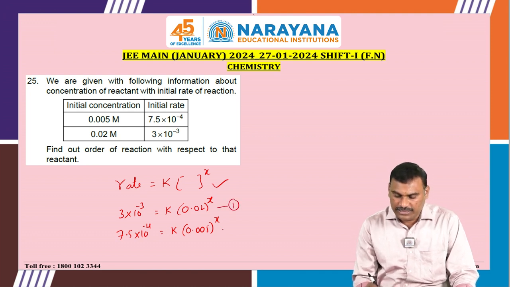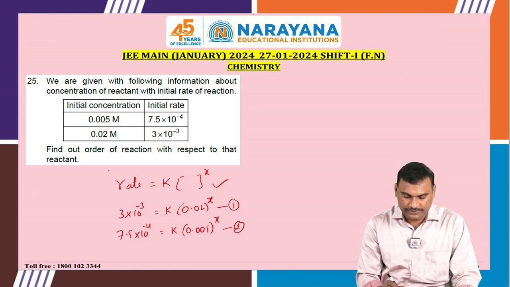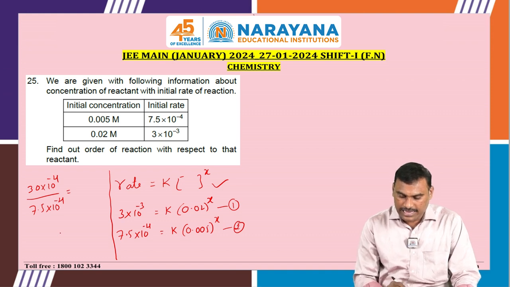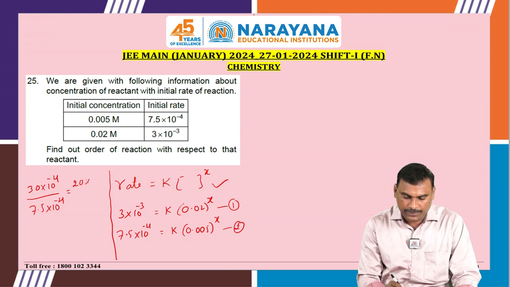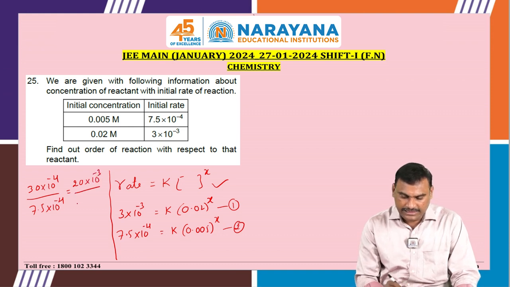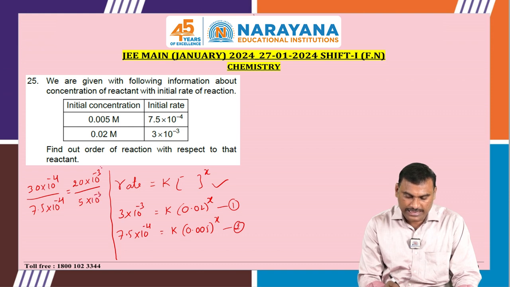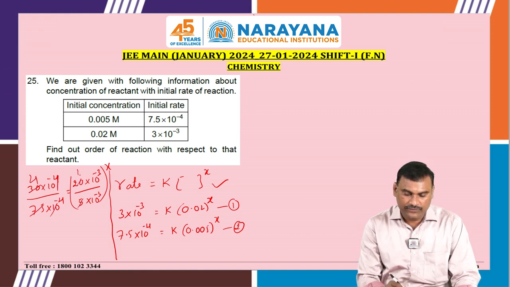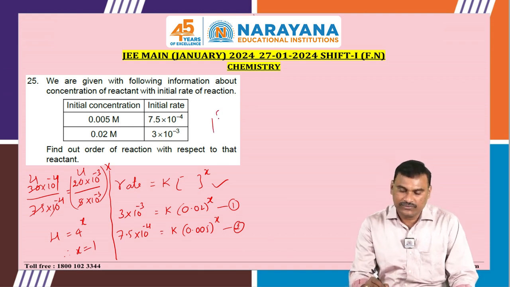When you divide equation 1 by 2, what happens? I write 30 into 10 power minus 4 by 7.5 into 10 to the power of minus 4 is equal to 20 into 10 to the power of minus 3 by 5 into 10 to the power of minus 3, whole power X. That is, 7.5 goes 4 times and 5 goes 4 times, so 4 is equal to 4 power X. Therefore, X equals 1, that is, first order.